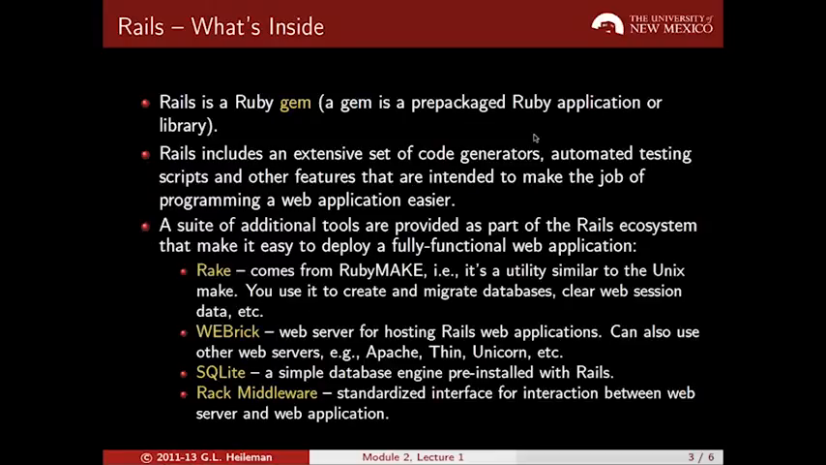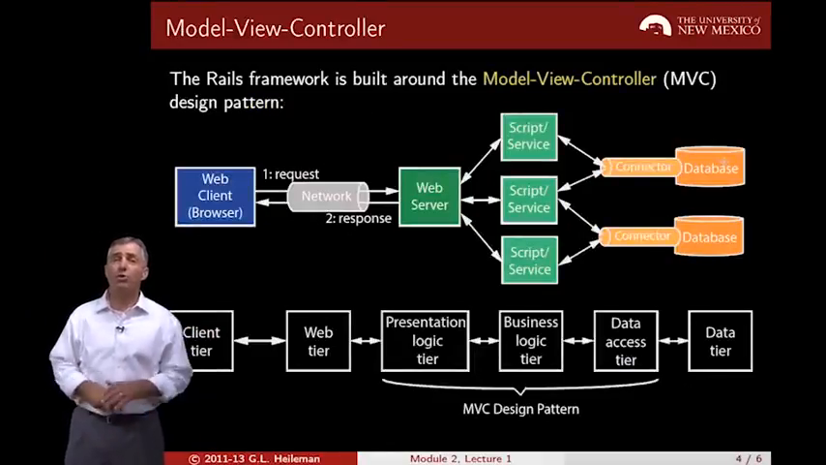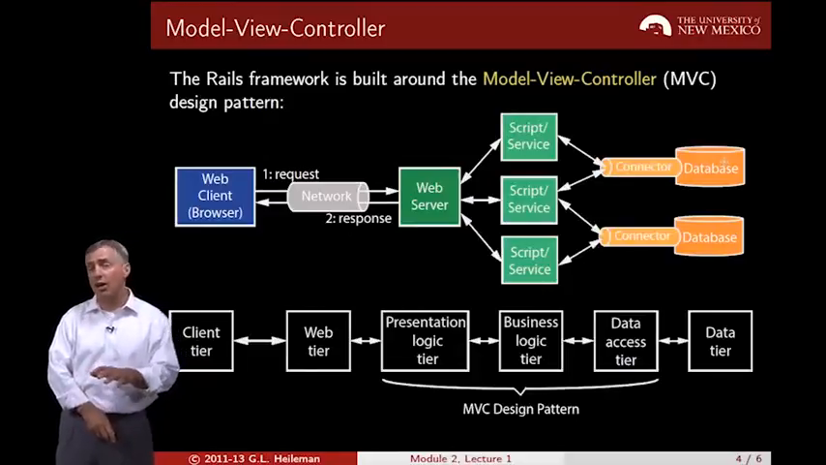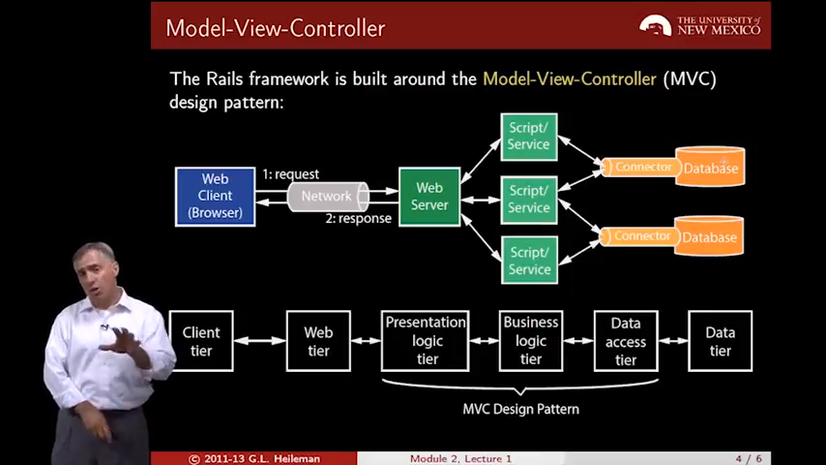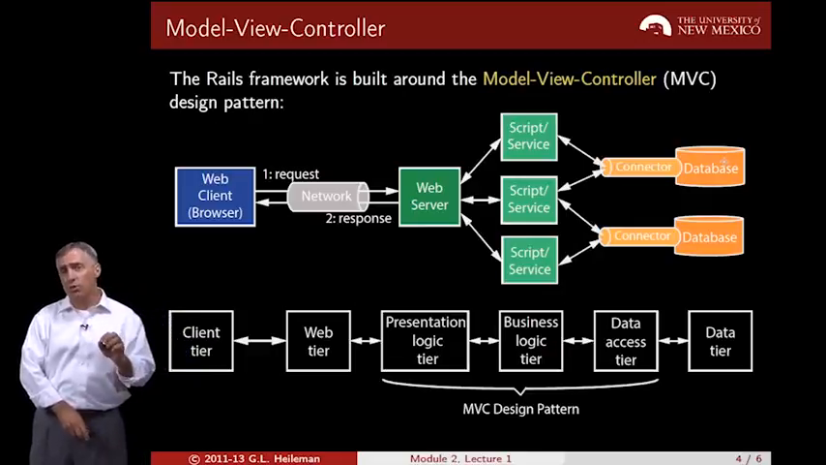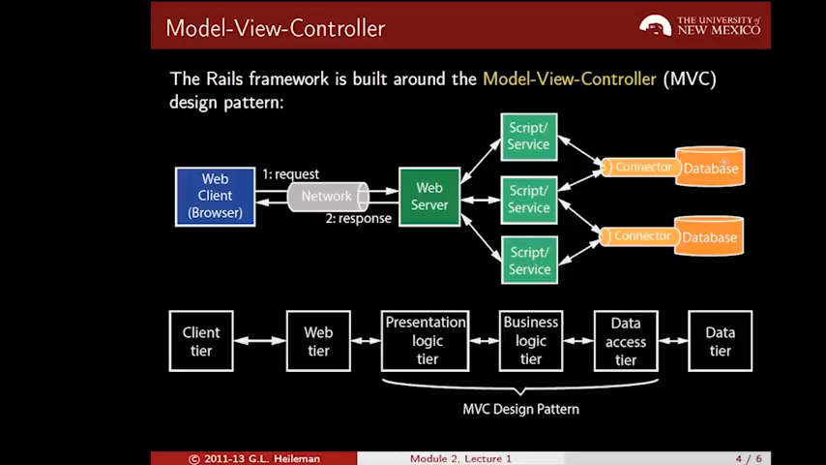These are just standardized interfaces for interacting between your web server and the web application. Rails makes extensive use of the model view controller design pattern. And to understand where that fits in, let's take another look at the canonical Web 2.0 and 3.0 architecture. And that's shown on top here. Underneath that, I'm showing again the 6-tier architecture design pattern that we discussed previously. And the model view controller design pattern is used to help organize the presentation logic tier, the business logic tier, and the data access tier.